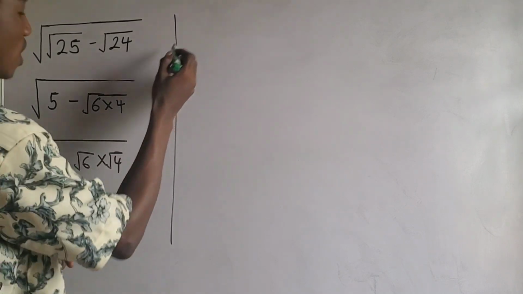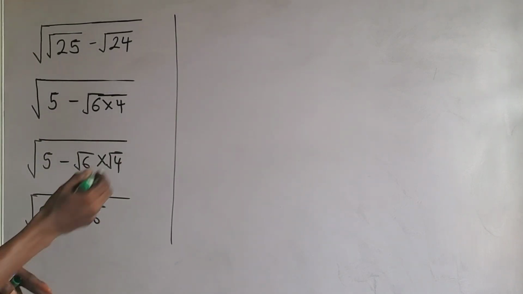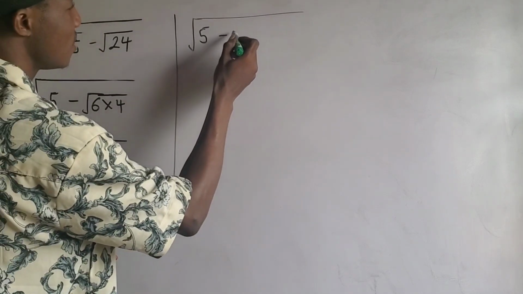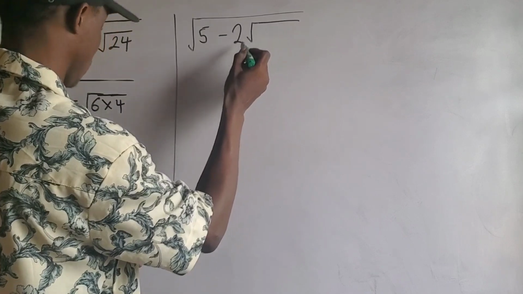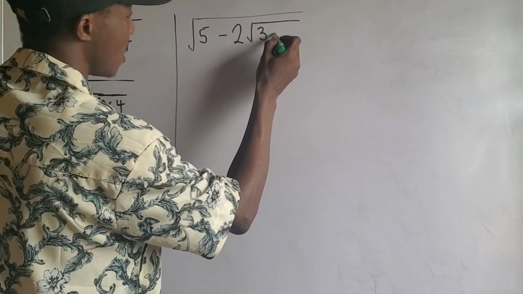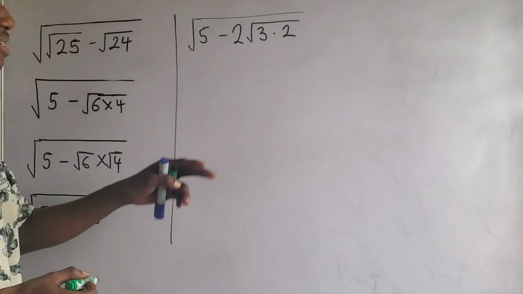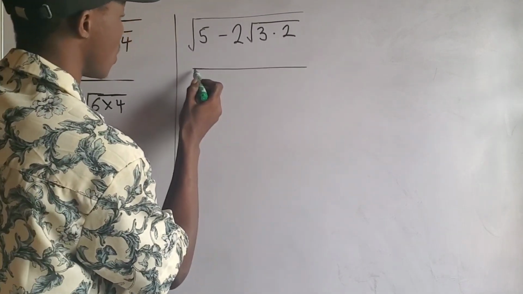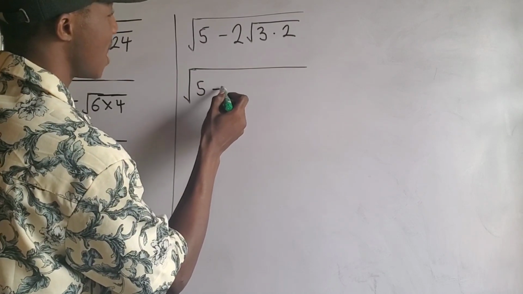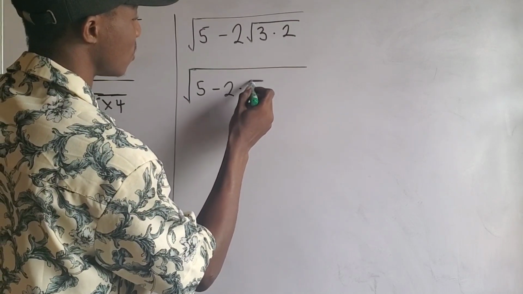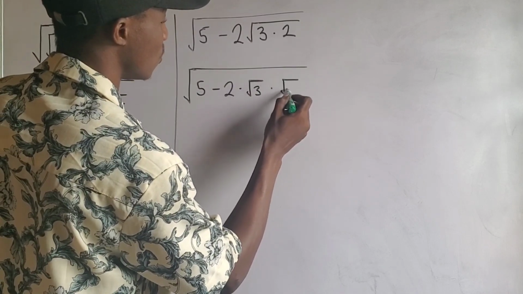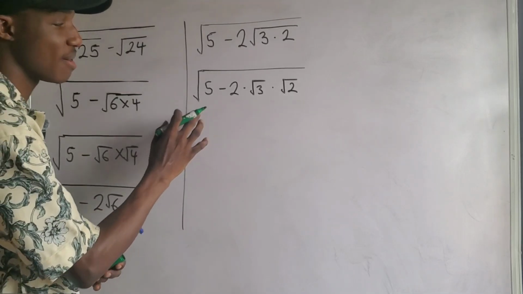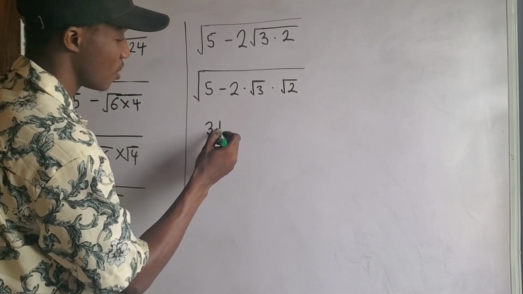From this point, the square root of 5 minus the square root of 2 root 6 can be written as the square root of 5 minus 2 root 3 times 2. Do you understand? This is a dot product, so don't be confused. Now I'm going to have the square root of 5 minus 2 dot root 3 dot root 2. Do you understand? Having gotten to this point, this 5 can be written as 3 plus 2.